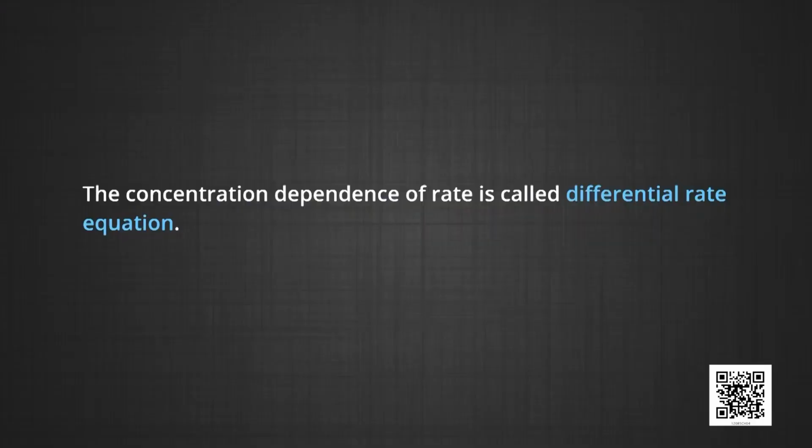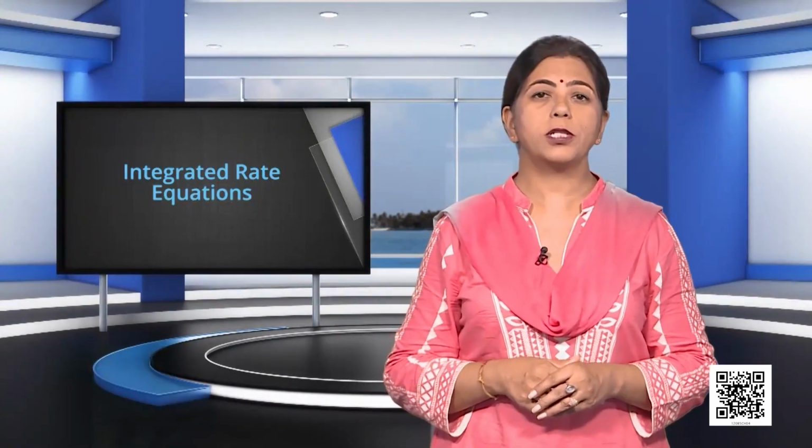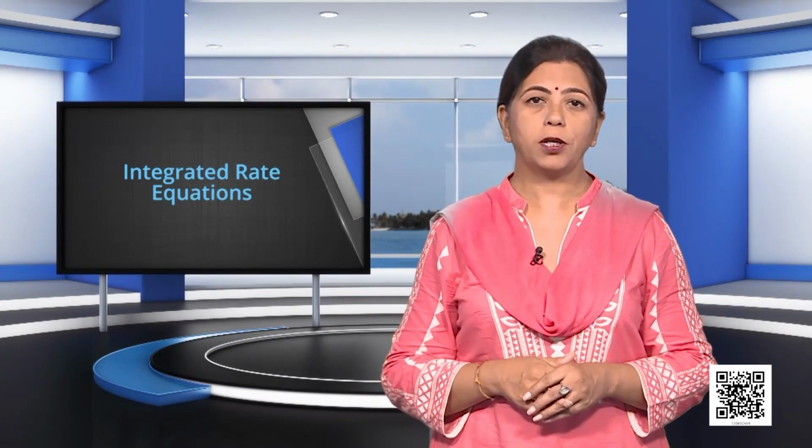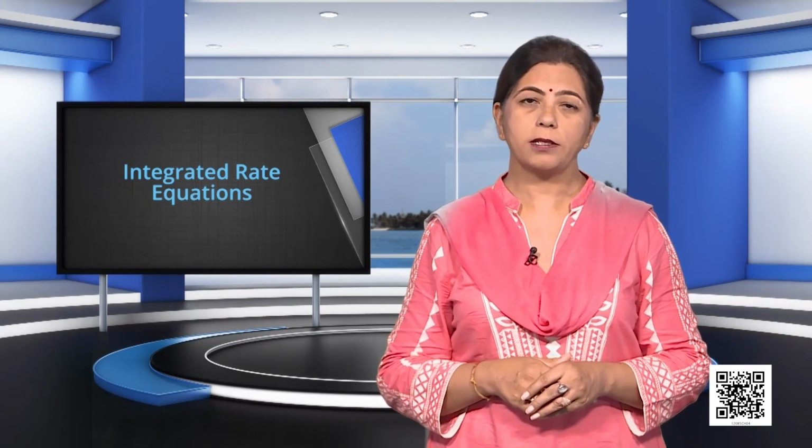Now first of all, integrated rate equations. We have already noted in the last module that the concentration dependence of the rate is called differential rate equation. It is not always convenient to determine the instantaneous rate as it is measured by determination of slope of the tangent at point t in the concentration versus time plot. This makes it difficult to determine the rate law and hence the order of the reaction.